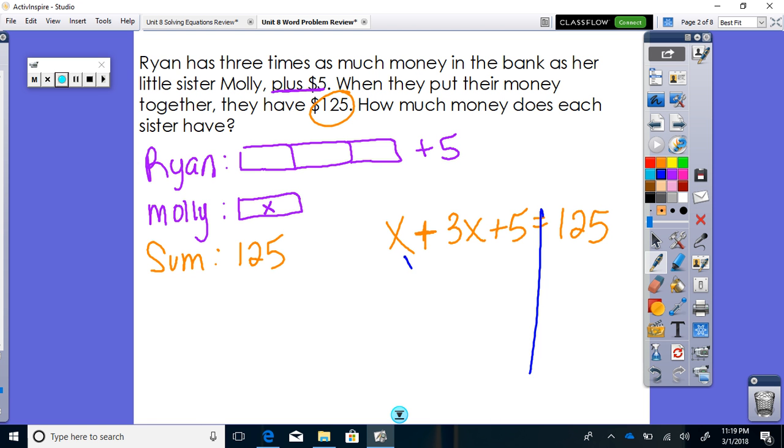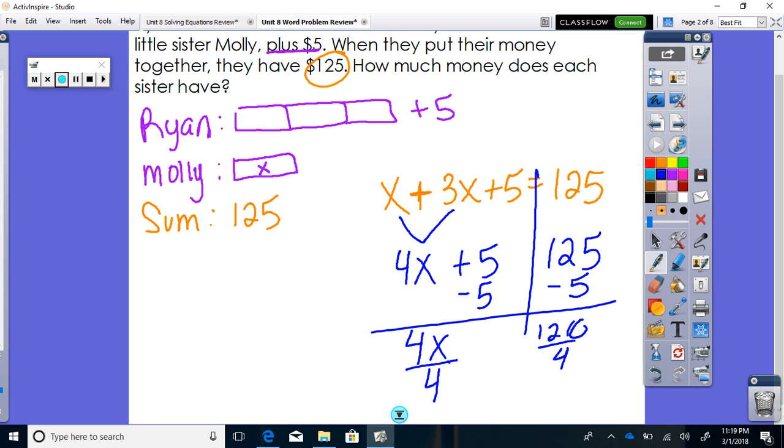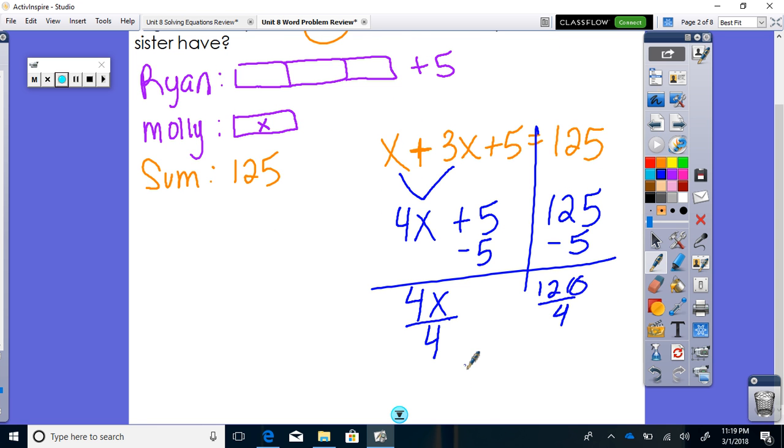So I'm going to start by combining like terms. 1x plus 3x is 4x, plus 5 equals 125. Then I can solve from here. It's a positive 5, so I'll subtract 5 from both sides first. I get 4x equals 120. 4 times x, so divide by 4 on both sides. 4 divided by 4 is just 1x. Since 12 divided by 4 is 3, 120 divided by 4 is 30.